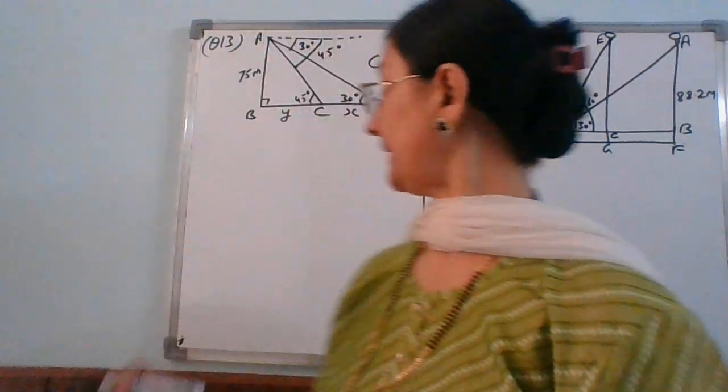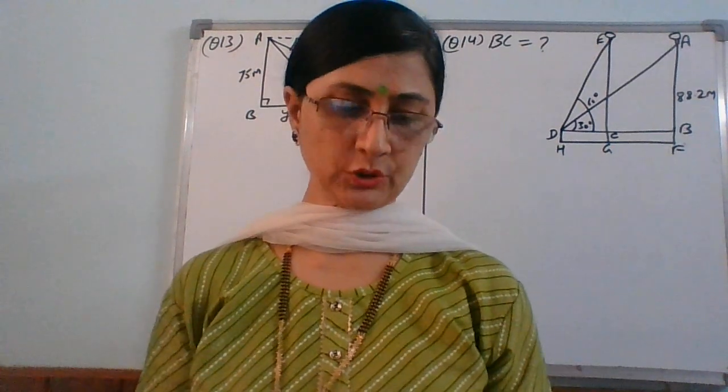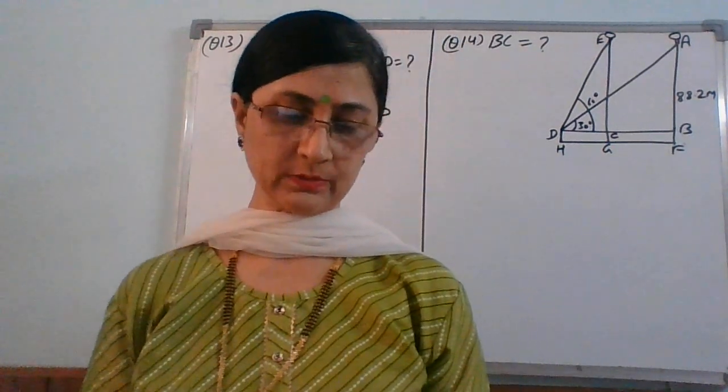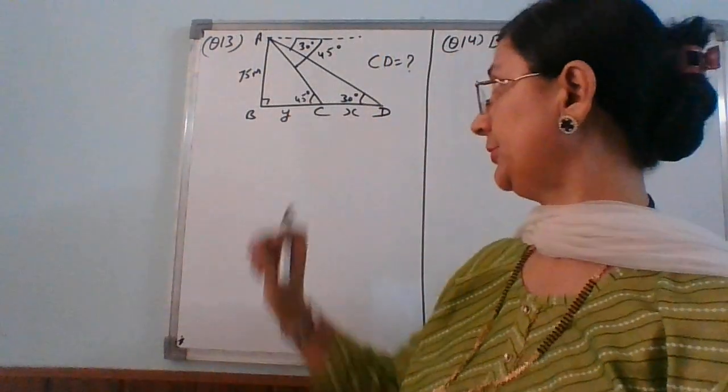Nाउ द नेक्स्ट क्वेश्चन। Okay, now students, I'll explain question number 13th and 14th. 13th में, as observed from the top of a 75-meter high lighthouse from the sea level, the angles of depressions of two ships are given 30 and 45.